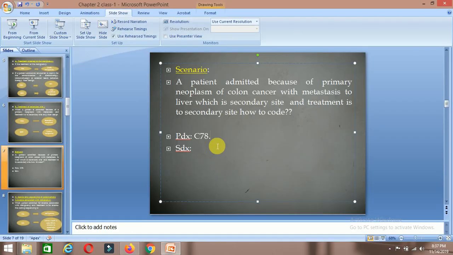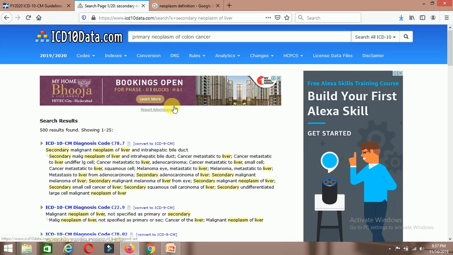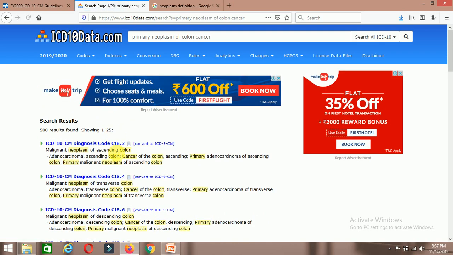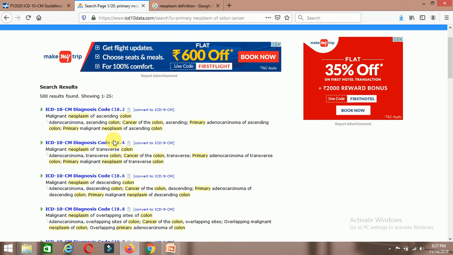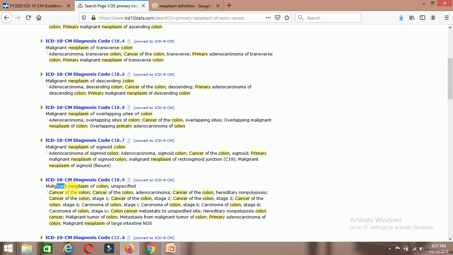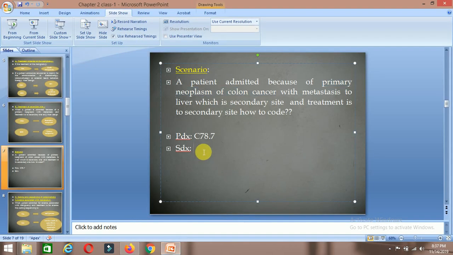C78.7 is the ICD, and this is the principal diagnosis, and the secondary diagnosis would be primary neoplasm of the colon cancer. For this we have an ICD. It is not mentioned as ascending colon, transverse colon, nothing is mentioned. So it is unspecified, that is malignant neoplasm of the colon unspecified. It is C18.9. C18.9 is the ICD for this.